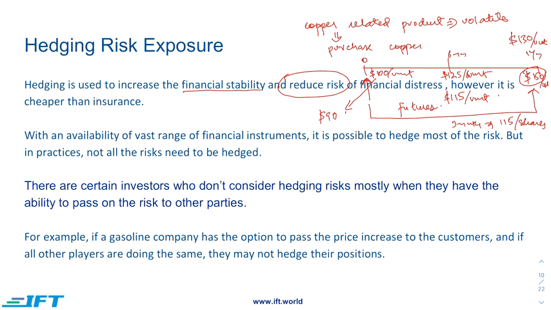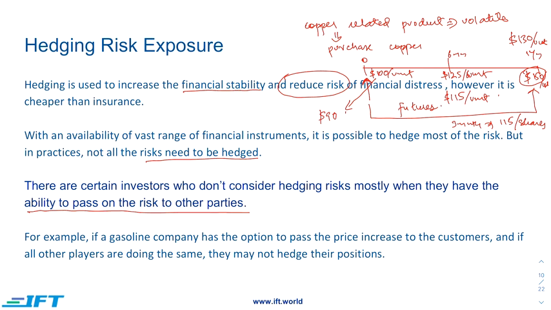Now, with the advancement in the financial markets, we can hedge almost all of our risk. But in practice, not all of the risks are hedged. So basically, there are certain investors and certain markets where hedging is not performed because the manufacturer has the ability to pass the risk to other parties.